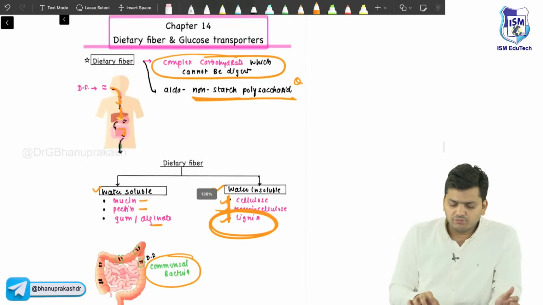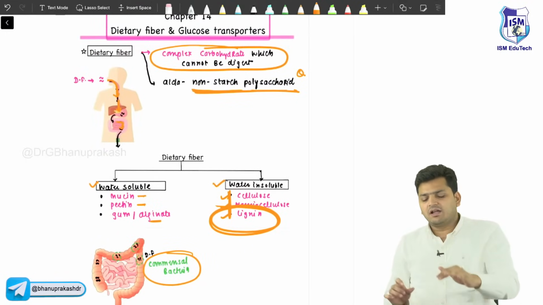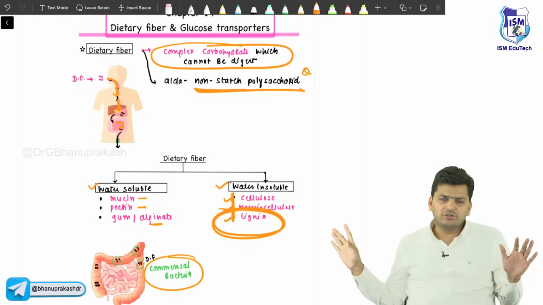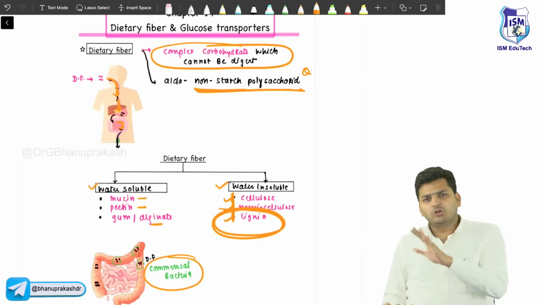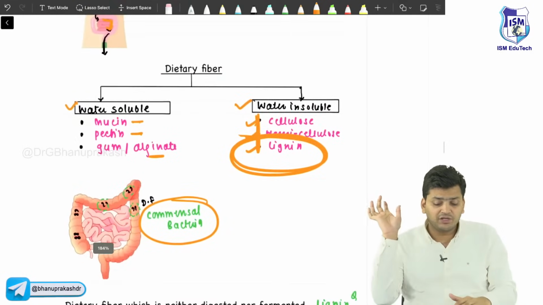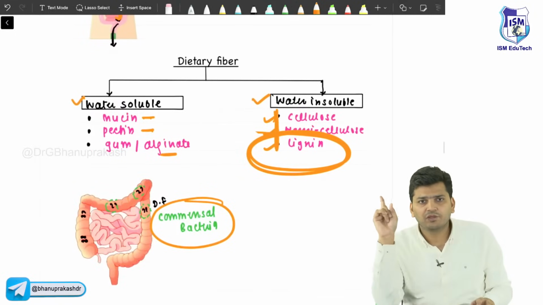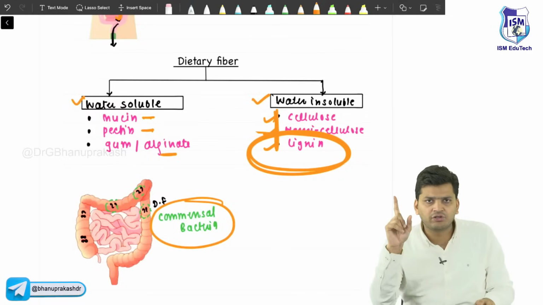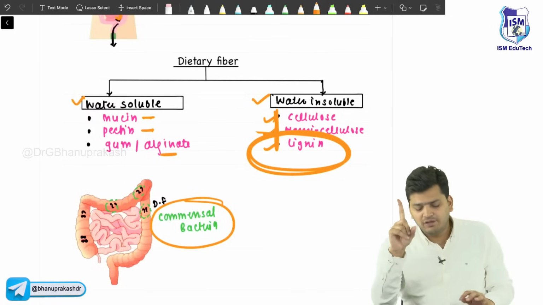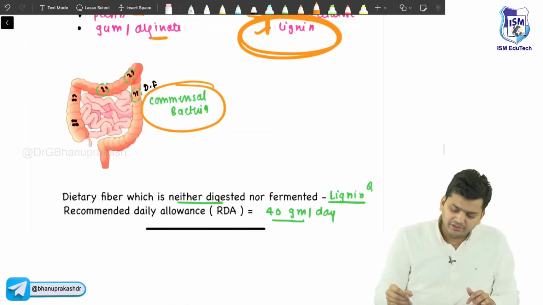So, what are the points to be remembered from dietary fiber? These are complex carbohydrates, non-starch polysaccharides, of two types: water soluble and water insoluble. Mucin, pectin, gum are water soluble. Cellulose, hemicellulose, lignin are water insoluble. There is one dietary fiber which is neither digested nor fermented: lignin.